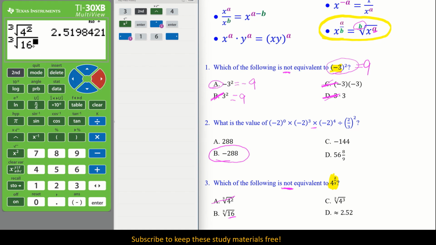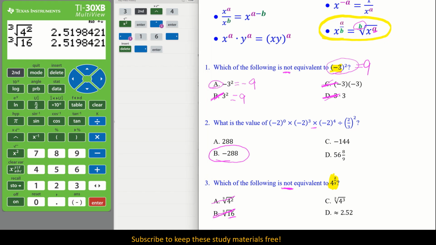Actually, that root right there, that square root, delete that out. And you see what I did? I could start over. But if I started over, you wouldn't see these things that you can do with your calculator. Now arrow out and push enter. It's the same thing. So obviously B isn't what we need.